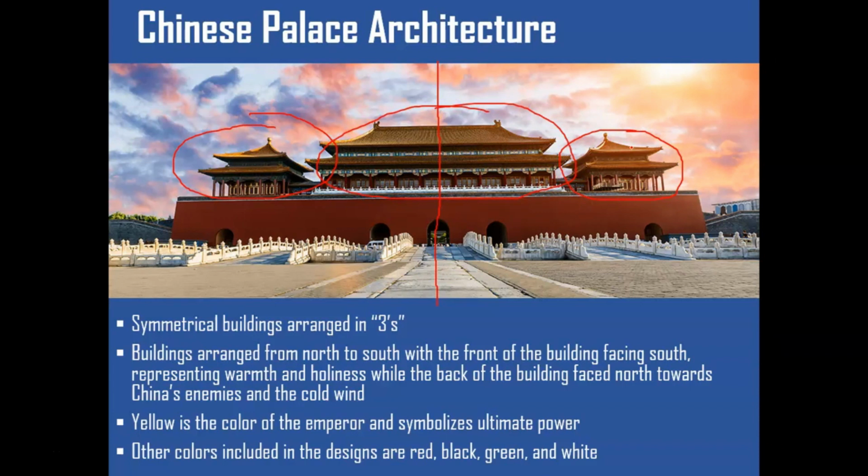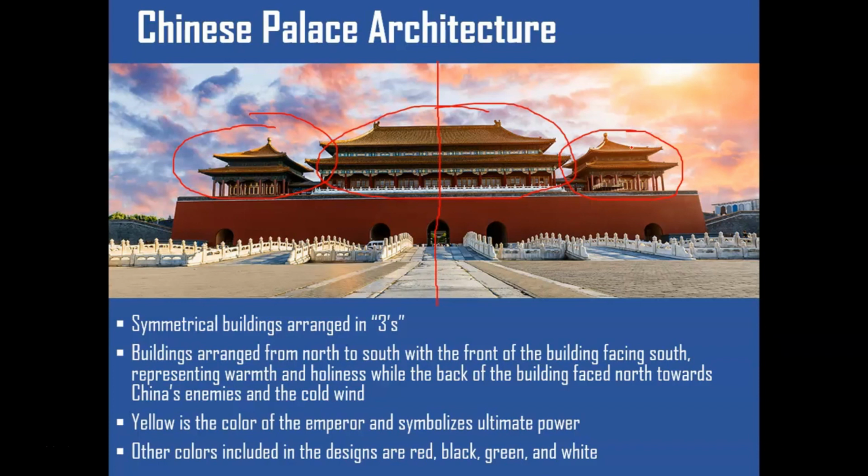The buildings are also arranged from north to south. So in the northern hemisphere, the sun rises in the east and sets in the west, but because of the rounded shape of the globe of the Earth, the sun is always positioned a little bit to the south, even in the summer. And so the direction of the sun's energy coming from the south represents warmth and holiness.